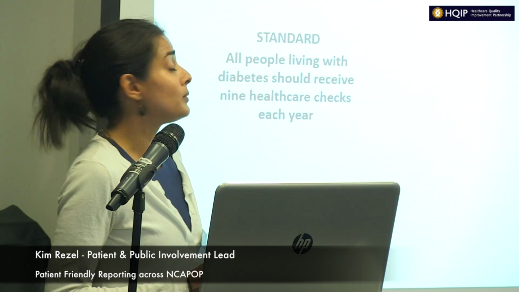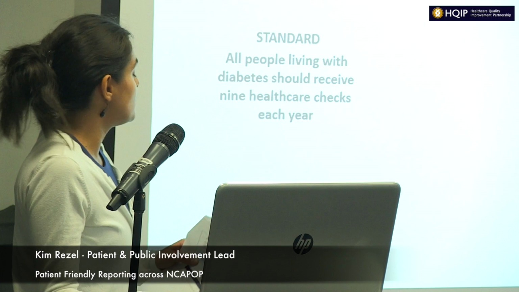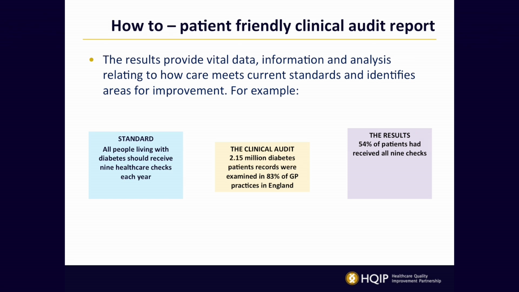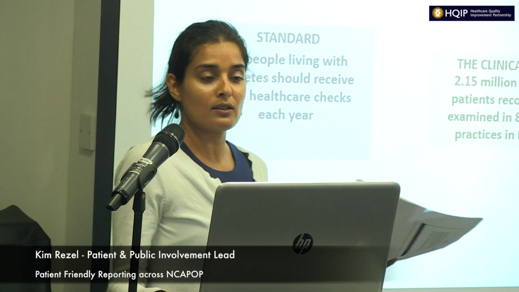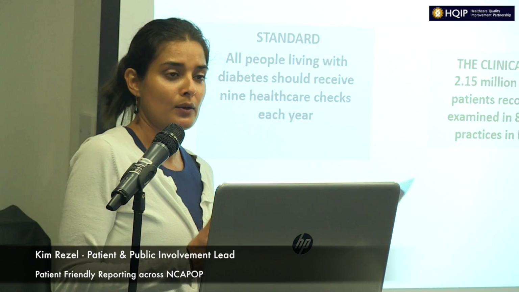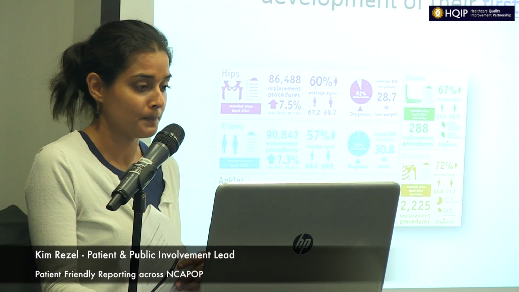So here is an example of how clinical audit can be explained. This is from Diabetes UK. The standard: all people living with diabetes should receive 9 healthcare checks a year. The clinical audit: they examined 83% of GP practices in England. And then the results. These results give patients the knowledge that this is the kind of care they should be receiving, and to question their GP if necessary.